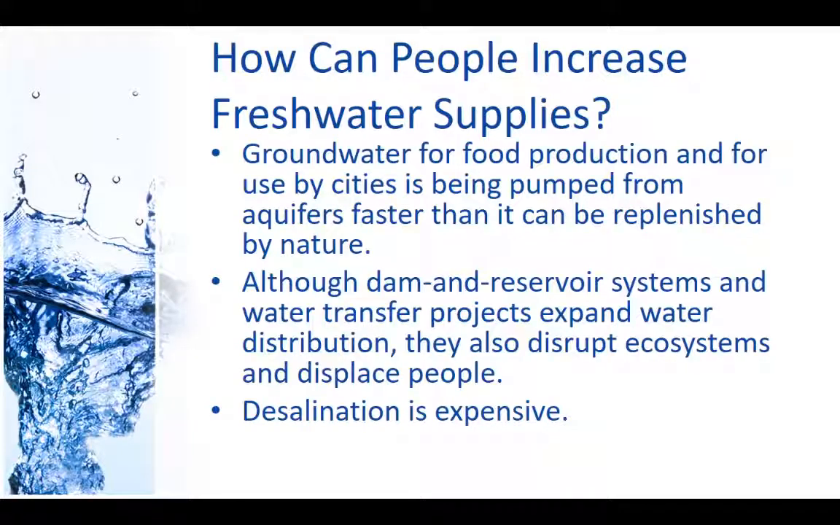So, how can we increase freshwater supplies? Well, groundwater for food production and use by cities is being pumped from aquifers faster than it can be replenished by nature. And although dam and reservoir systems and water transfer projects have expanded water distribution, they also have a huge impact on ecosystems and they also displace people. I mean, China is a great example of this. And a lot of countries are looking more and more at desalination as a fix all for this, but it's still really expensive. And so we need to come up with a better version if we're going to hope to use this in the future.